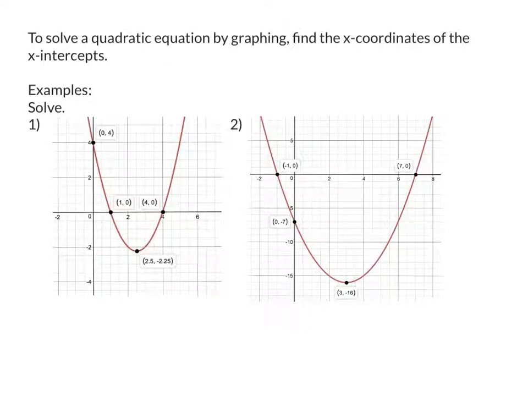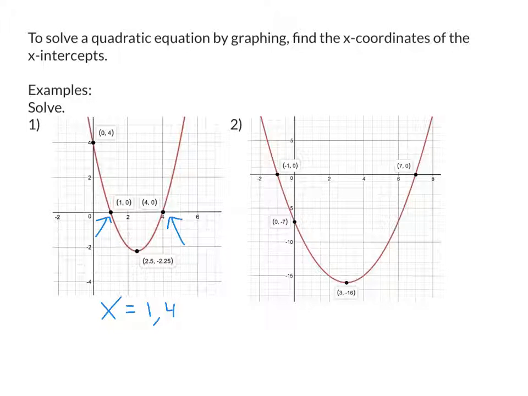So to solve a quadratic equation by graphing, we find the x-coordinates of the x-intercepts. So in example 1, my x-intercepts occur at (1, 0) and (4, 0). So to solve this, my x's are equal to 1 and 4.